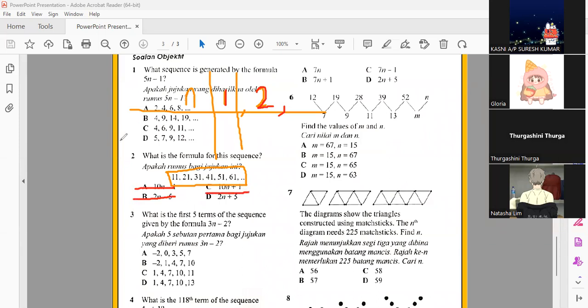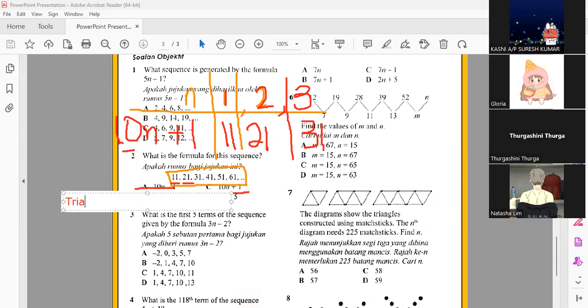Try with 10n plus 1. What if it's 10n plus 1? So 1 times 10 is 10, 10 plus 1 is 11. 2 times 10 is 20, 20 plus 1 is 21. Looking at something similar here, I got two numbers. To be sure, do it one more time. 3 times 10 is 30, 30 plus 1 is 31.